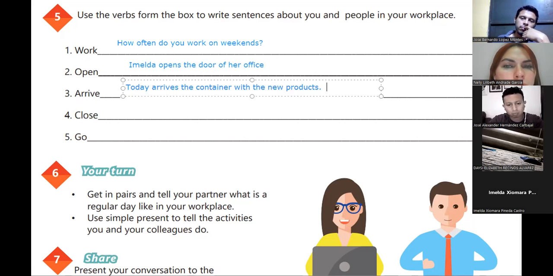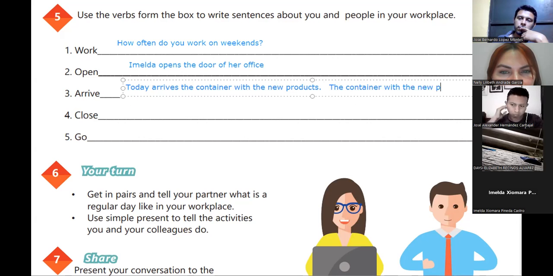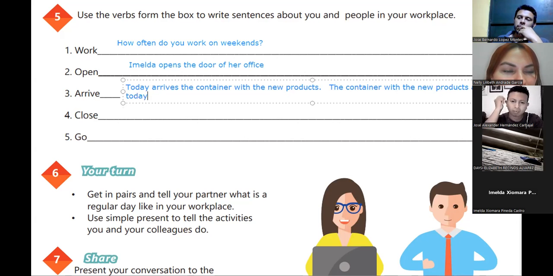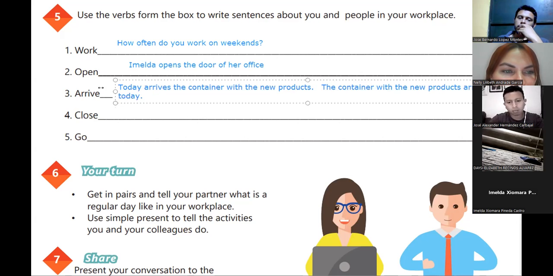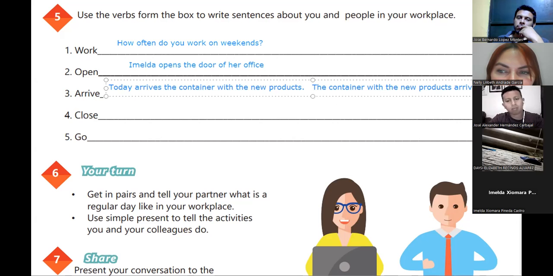Pero para que suene así más tal vez común la frase, podríamos ponerle the container, que sería nuestro sujeto siempre, ¿verdad? Hay que tratar de ordenar nuestra idea como un sujeto, un verbo y complemento. The container arrived. O the container with the new products. Ese sería el todo junto, el sujeto, the subject. The container with the new products arrives. Por eso tiene que tener letra S, miren, arrives today. Okay. Usually time expressions go at the beginning or at the end of the sentence. Okay. Y ahí ya tiene un sentido y un orden más común. Miren, the container with the new products arrives today.